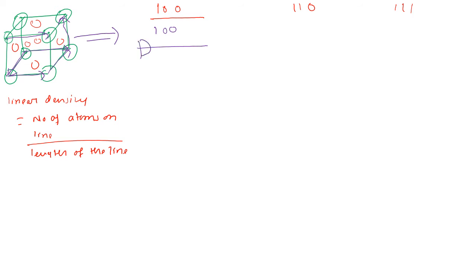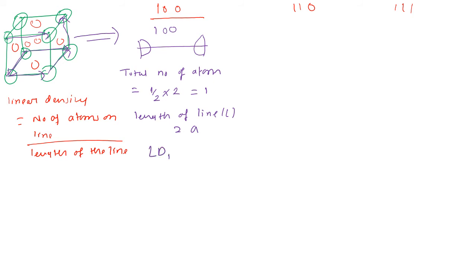So we have two atoms at the corners of this length, and the total number of atoms is equal to what? We have two atoms, each contributing 1 by 2. So we have only one atom in this length, and the length of the line L is equal to a only. So the linear density for the 100 direction is equal to 1, the number of atoms, divided by the length of the line, a.